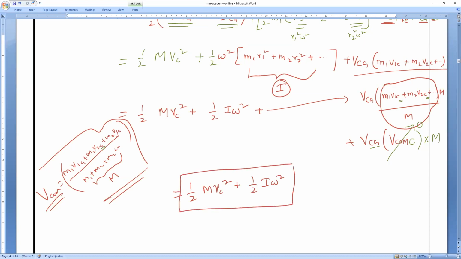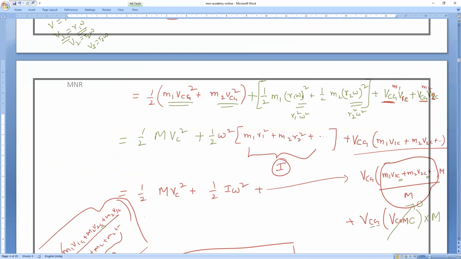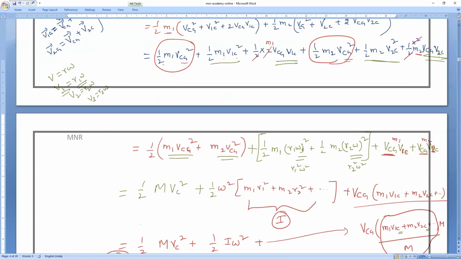This is the formula for total kinetic energy when the body is in both translational and rotational motion. Okay, so this is the expression. I hope you all understand how to solve. For any problem, you can ask me or else you can proceed. Clear, everybody? Yes, please.